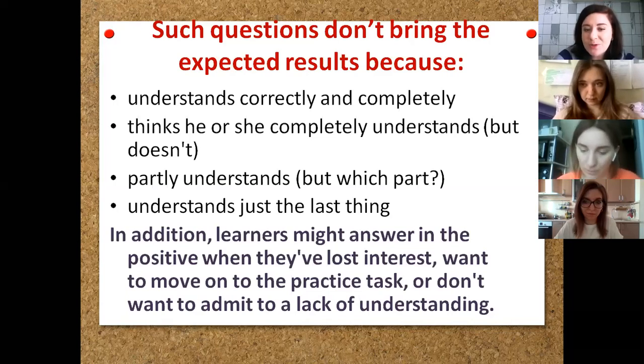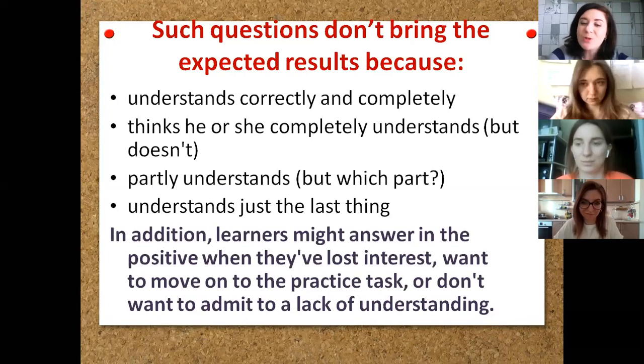And as you already mentioned, learners can say, yes, I understand, yes, everything is clear, just because they don't want to be offended. They don't want to admit that they have some kind of lack of understanding, or maybe because they are bored after the presentation, or maybe because they already want to practice something. That's why they will say, yes, I do, yes, I understand.